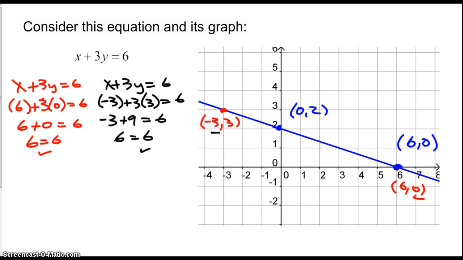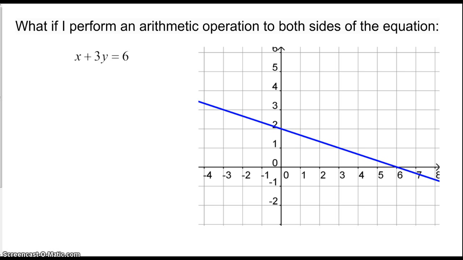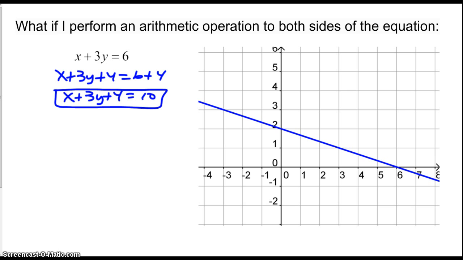Okay? But what if I perform an arithmetic operation on both sides of the equation? Would you agree that if I did this to x plus 3y equals 6, and I added 4 to both sides, that's still the same equation, right? x plus 3y plus 4 equals 10. In fact, if I were to plug various points in, that would still be true. So I can basically do any operation to both sides, and I would get an equivalent equation. So this equation would also represent that line.